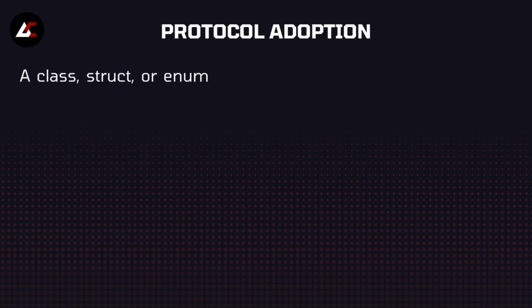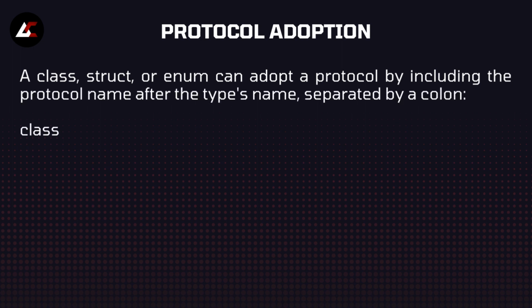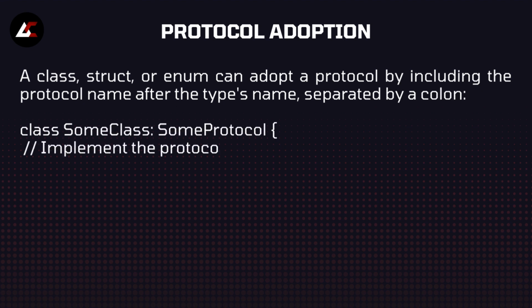Protocol adoption. A class, struct, or enum can adopt a protocol by including the protocol name after the type's name, separated by a colon. You can see the example below.